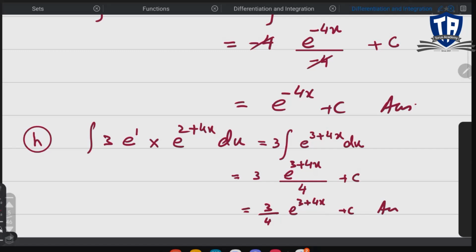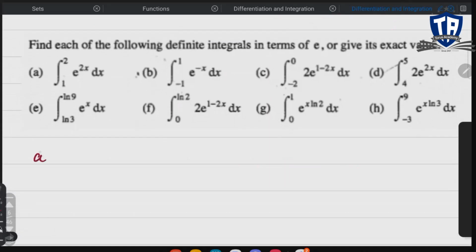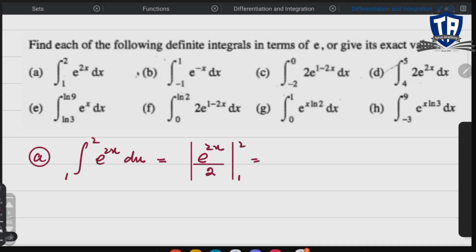Let's consider a few questions of definite integral. In this question, I'm considering part A. Exponential function is with the limit 1 to 2 and dx. The rule of integration is exactly the same. We write the exponential function as it is, and then we divide it with the power's derivative, and then we substitute the limit in place of x. Whenever you are putting the limits, the rule says we put upper limit and then we put minus sign, substitute the lower limit. The rule is upper minus lower limit.